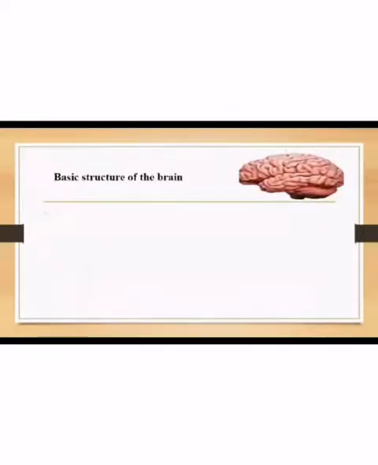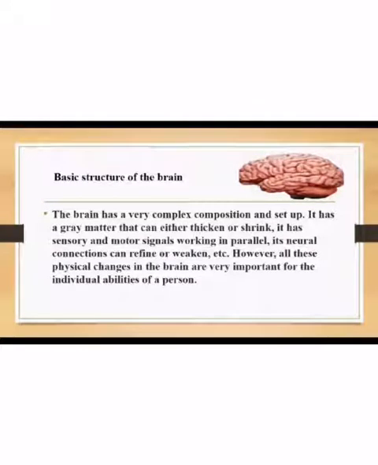The basic structure of the brain has a very complex composition and setup. It has gray matter that can either thicken or shrink. It has sensory and motor signals working in parallel. Its neural connections can refine or weaken, according to what a person learns or stays away from learning. However, all these physical changes in the brain are very important for the individual abilities of a person.